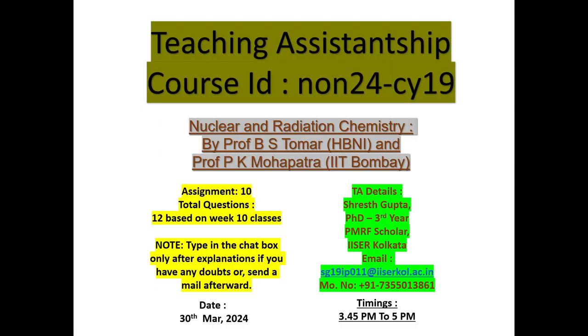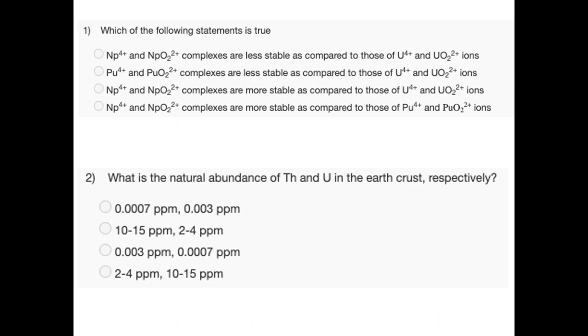So yeah, the questions are like this. The first question is saying which of the following statement is true. Np4+ and NpO2 2+ complexes are less stable as compared to those of U4+ and UO2 2+ ions. Pu4+ and PuO2 2+ complexes are less stable as compared to the U4+ and UO2 2+ ions.